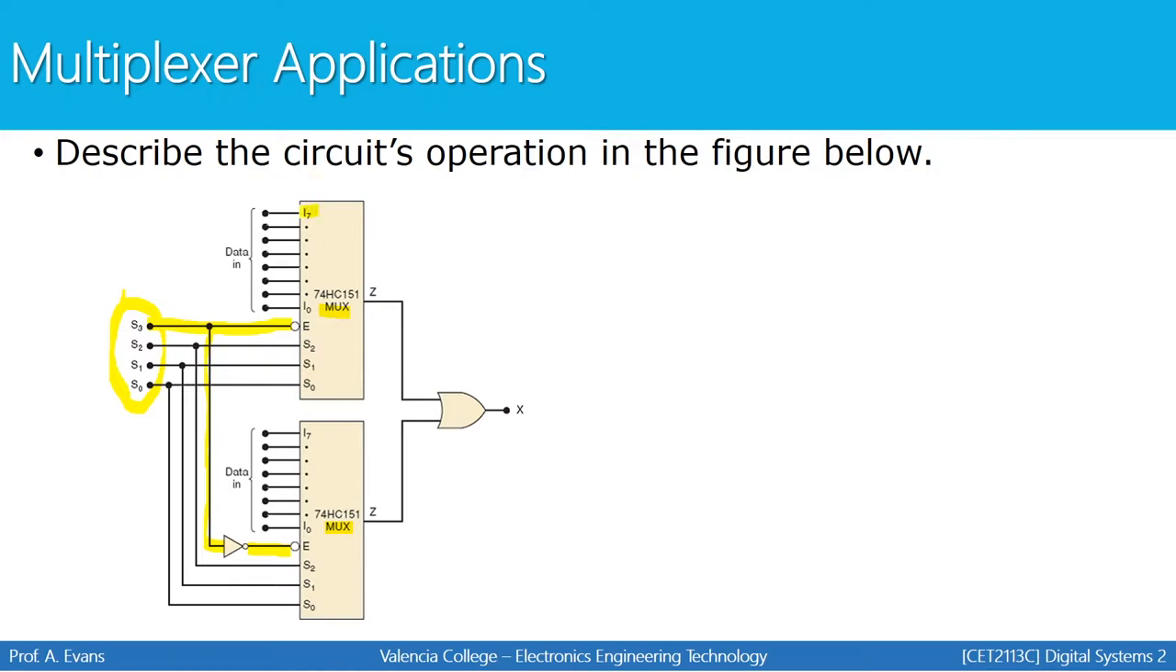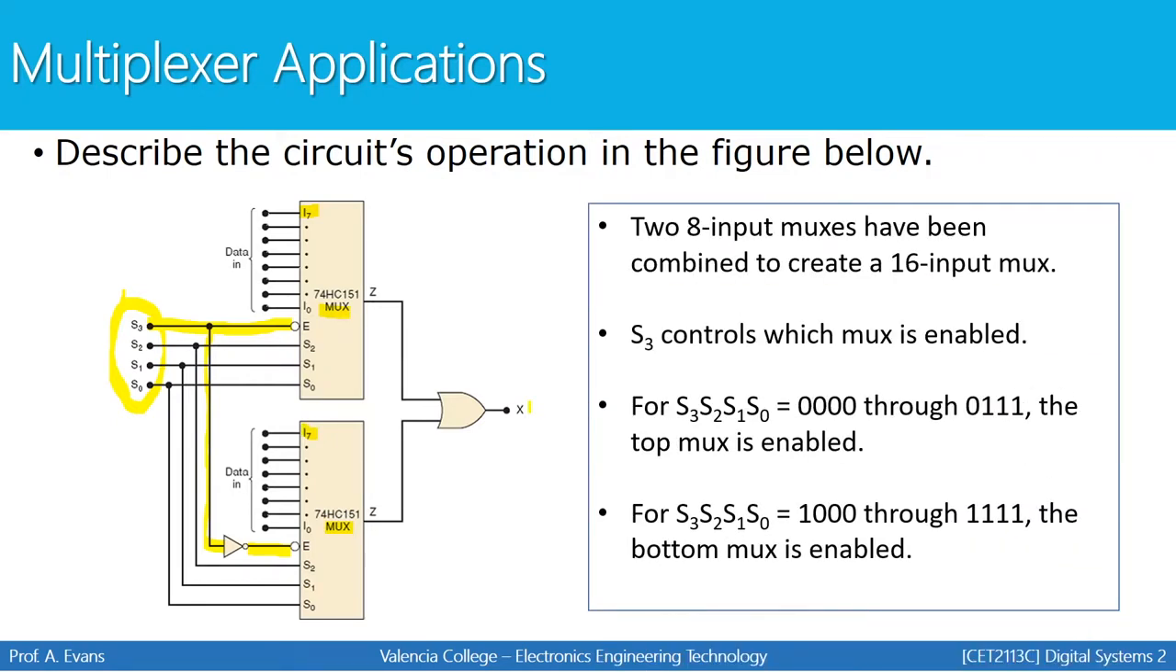But now if I put in the number 1111, this MUX will be disabled, the bottom MUX will be enabled, and then I'll get this input at the output. So what we have here are 2 8-input MUXes that have been combined to create a 16-input MUX, where S3 controls which MUX is enabled. So when S3, S2, S1, and S0 are anything between 0000 and 0111, basically 0 through 7, the top MUX will be enabled. And then when the inputs for our selects are 8 through 15, the bottom MUX is enabled.